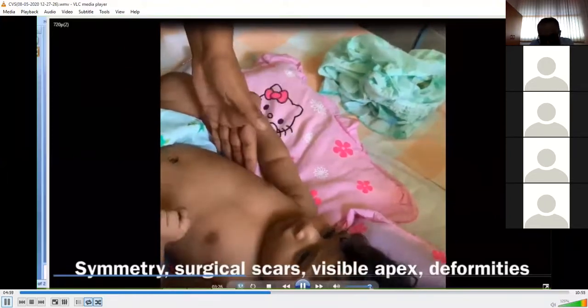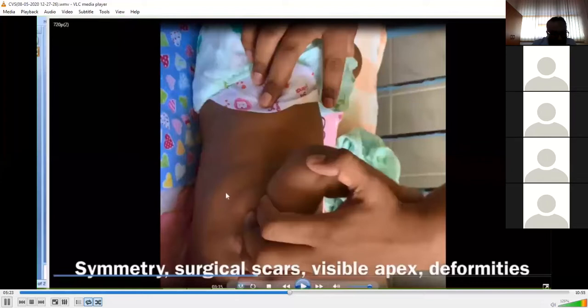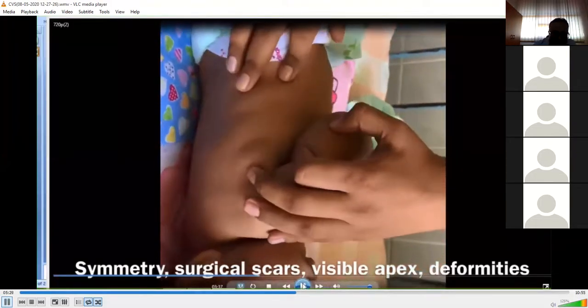This child has none of the deformities. Now we are looking at, okay. So this is the lateral scar in the posterior region, which I was mentioning. So there are no scars.